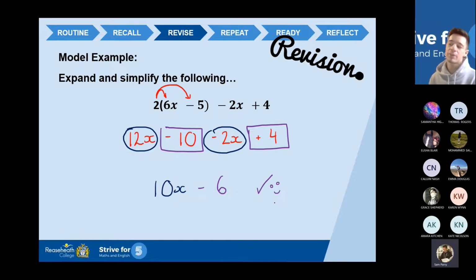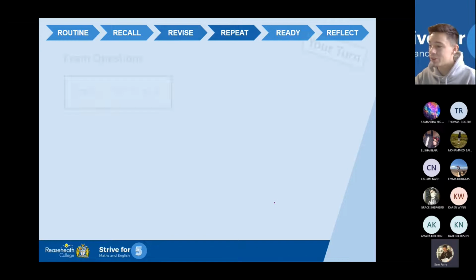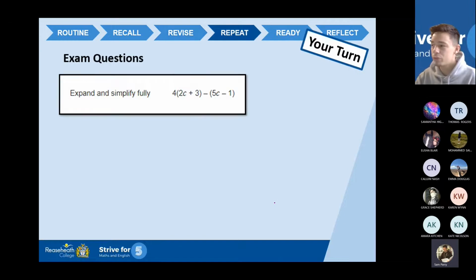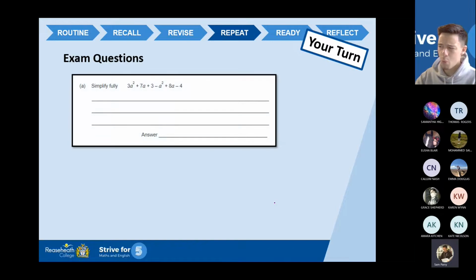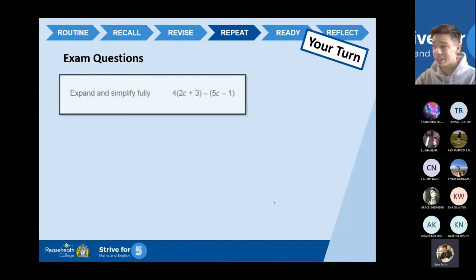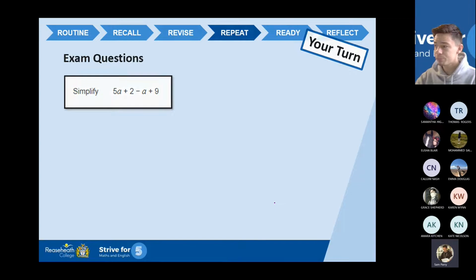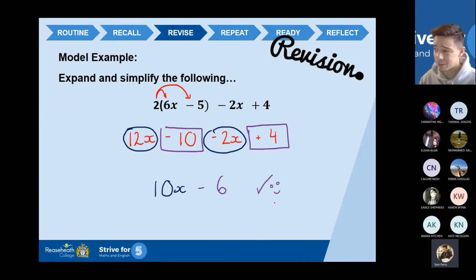So how many marks do you reckon that's worth? I think that's pushing 3 marks for expanding the brackets and then grouping your terms together. So 10x minus 6. There we go. Now, I've got a few questions for you guys to do, all taken from exam questions. So these are going to keep you busy for a little bit of time. I don't necessarily think that's a bad thing, okay?